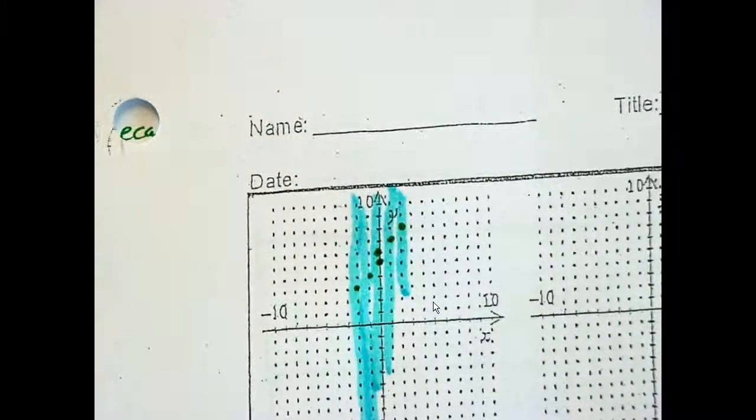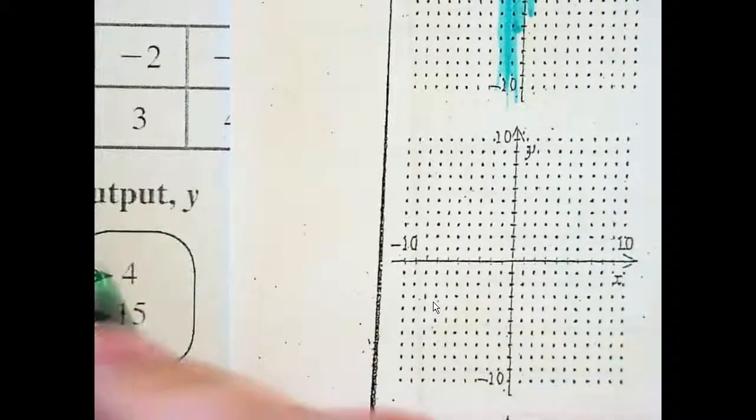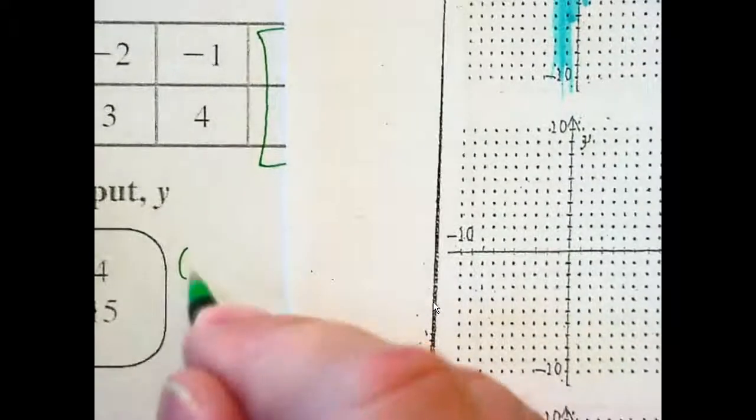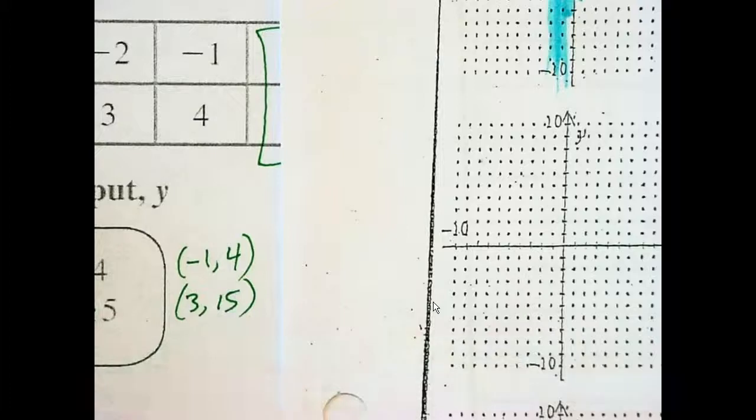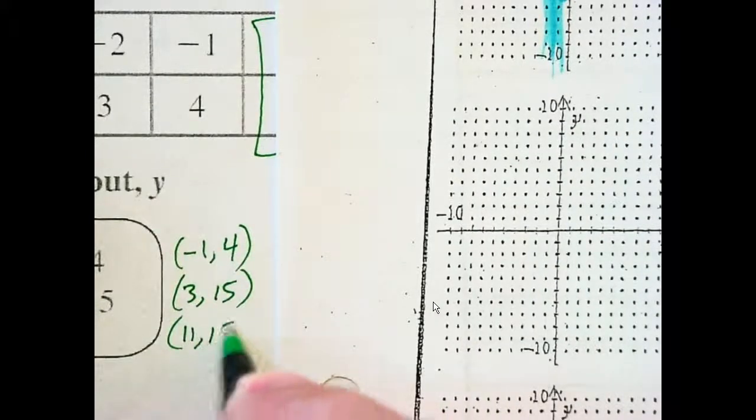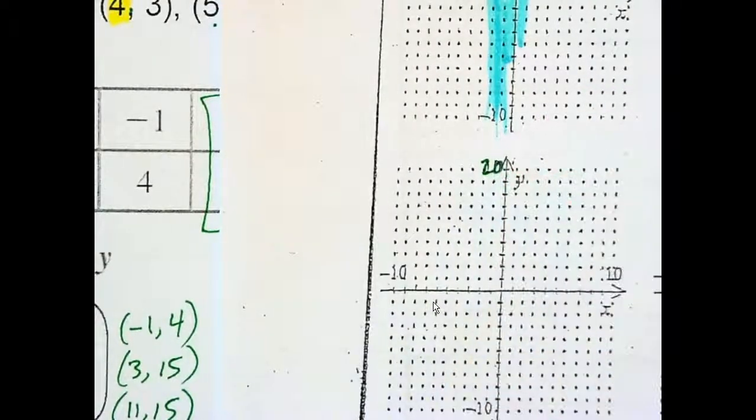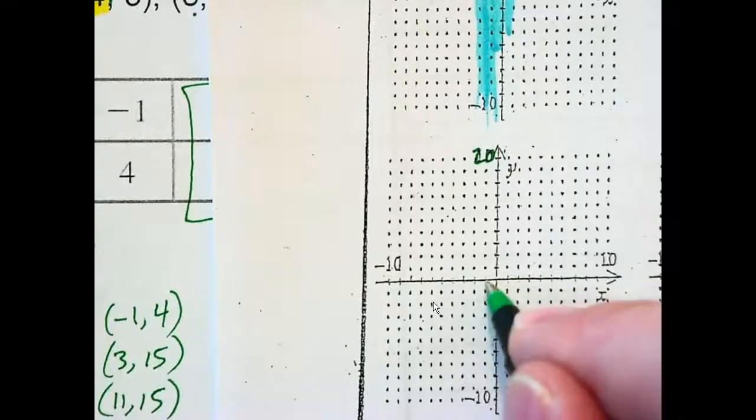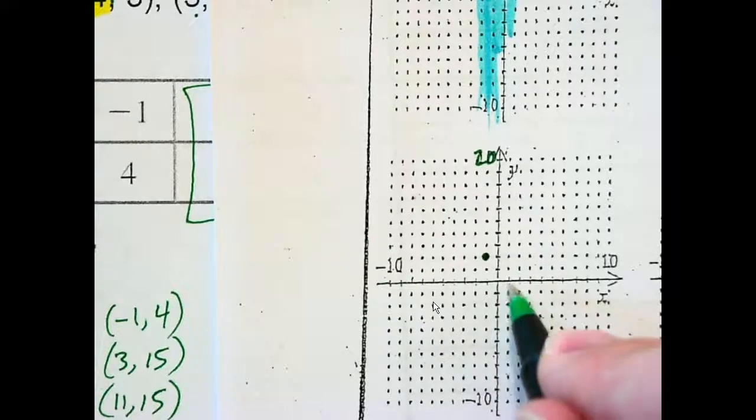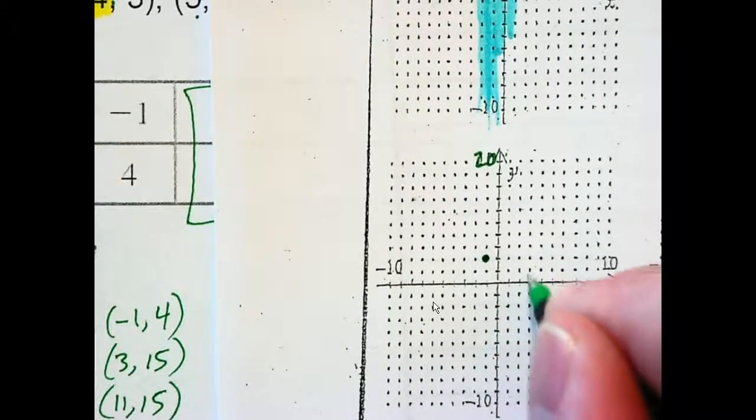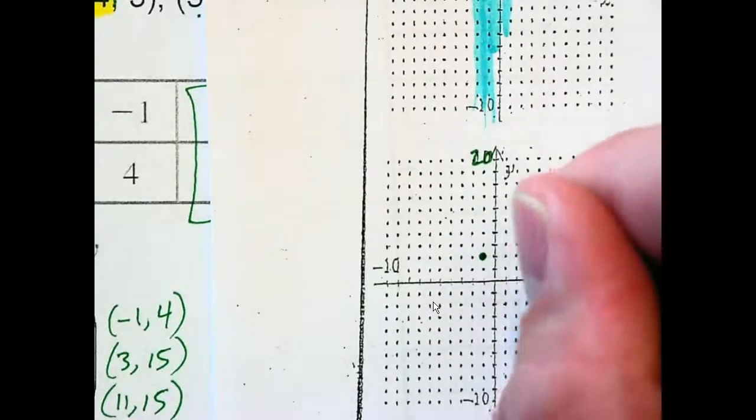If I were to do the same thing for part D here and plot these points, this is an ordered pair -1, 4. It's a little harder to see, but that's all that is. This represents 3, 15. And this one represents 11, 15. So I'm going to have to change up my scale here. I'm going to call this 20 for my y-axis. But I got -1 and 4, so that's right there. I got 3 and 15. So that would be 2, 4, 6, 8, 10, 12, 14, 15.